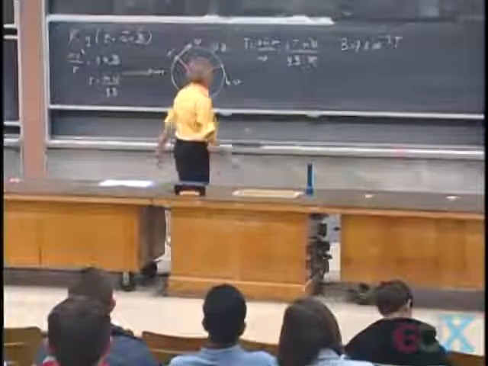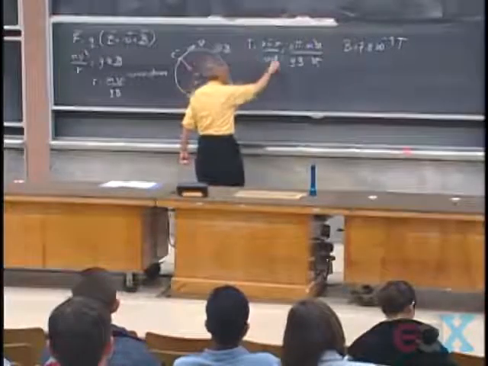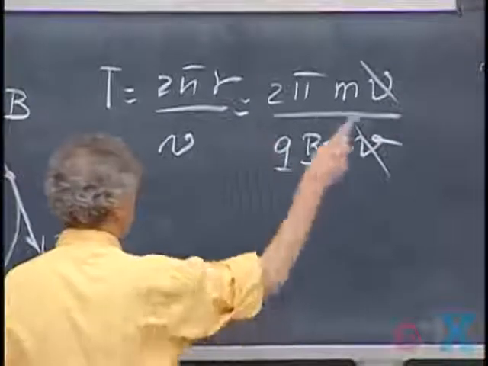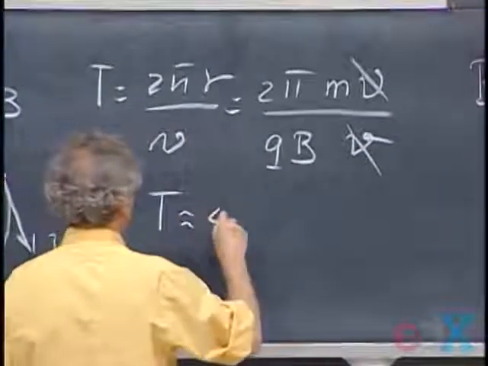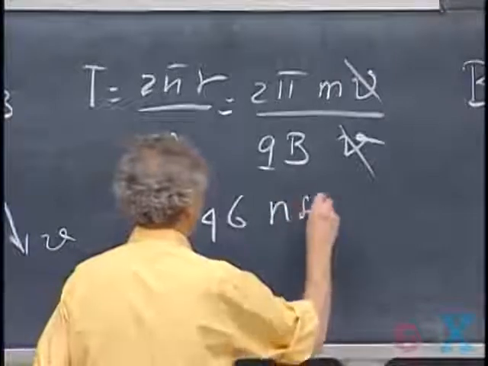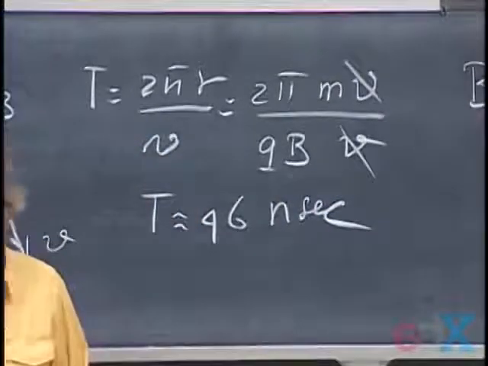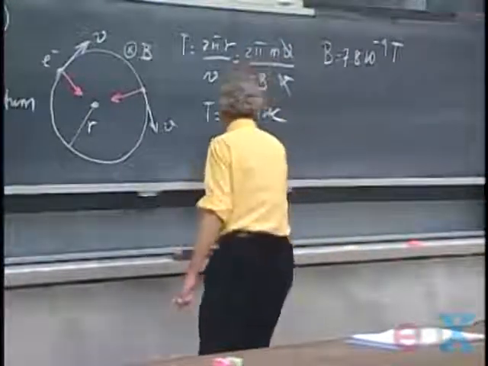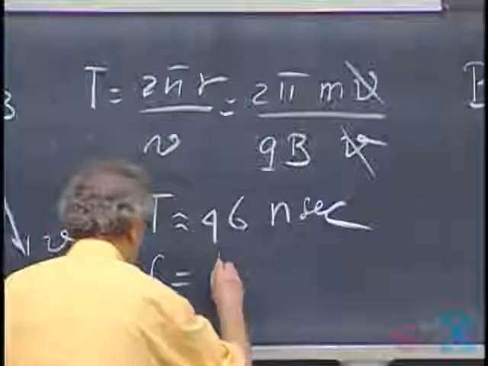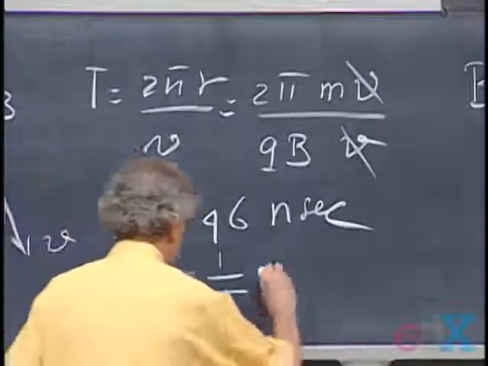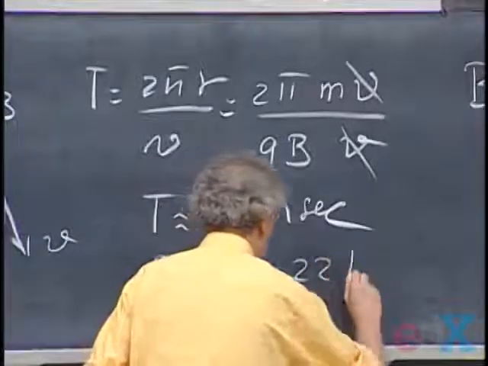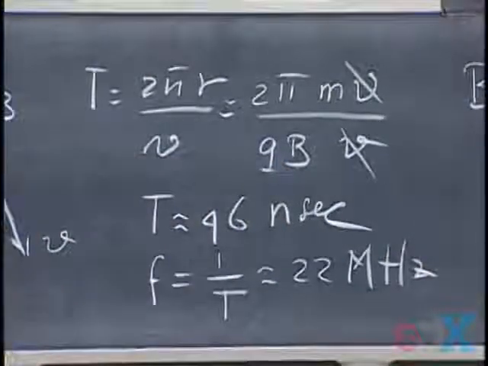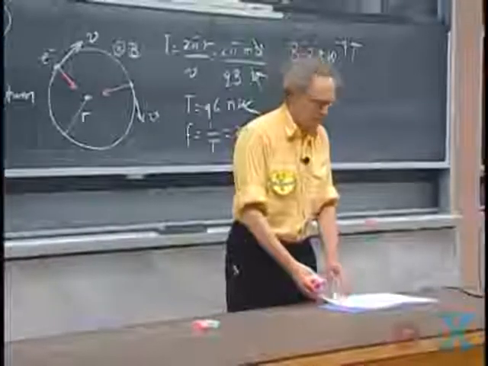If that is the field, I can calculate how long it takes to go around, because I know the mass of the electron, I know the charge of the electron, I know the magnetic field. So in that case, T is about 46 nanoseconds. And so the number of times that it goes around, f, which is the frequency in hertz, is 1 over the period, is about 22 megahertz. So this electron goes around 22 million times per second.